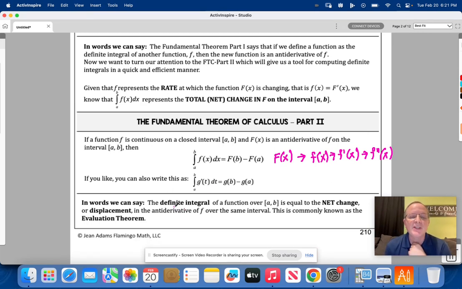Now, the definite integral is equal to the net change or displacement in the antiderivative of f over the same interval. It's commonly known as the evaluation theorem. Yeah, never heard that before, but I have heard of the fundamental theorem of calculus, and this is what I think of when we think of the fundamental theorem of calculus right there.